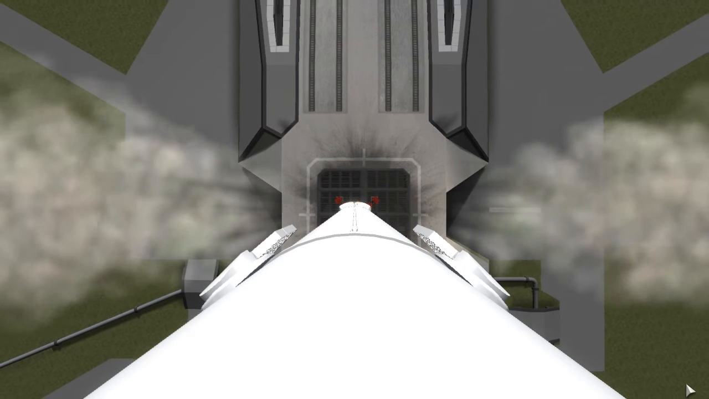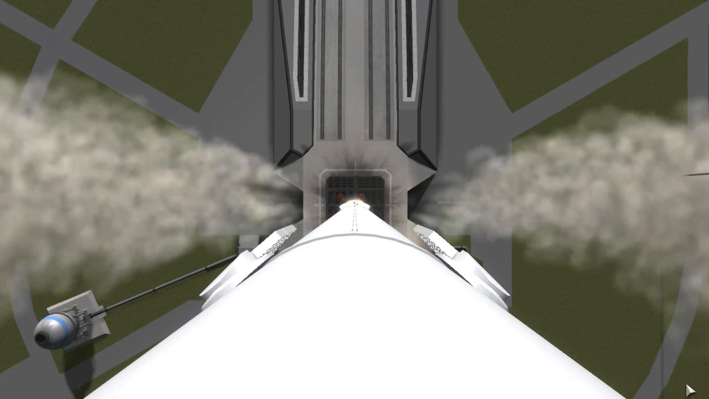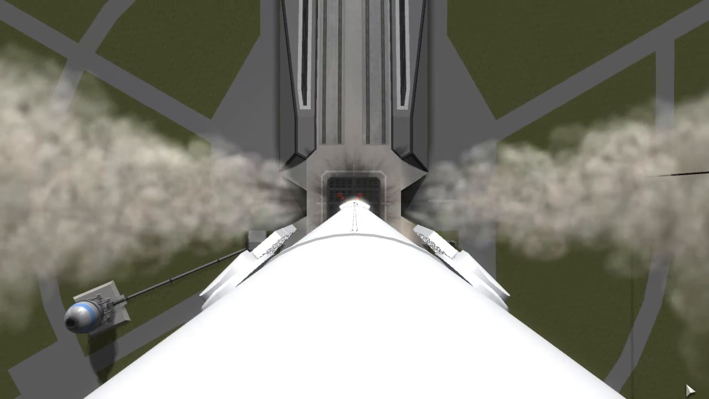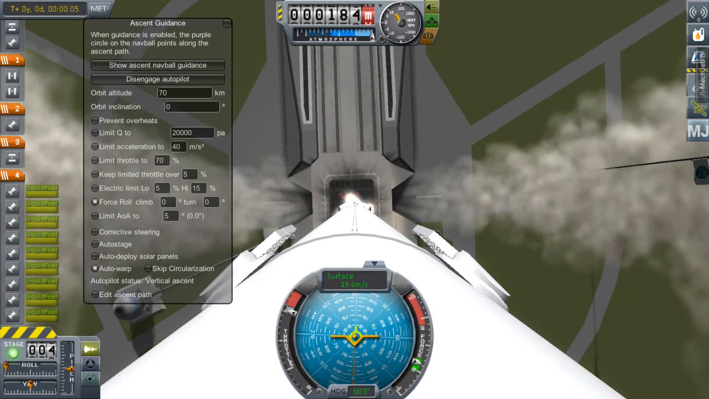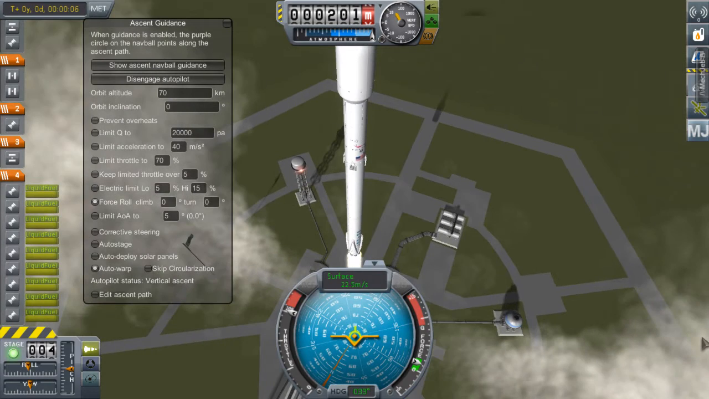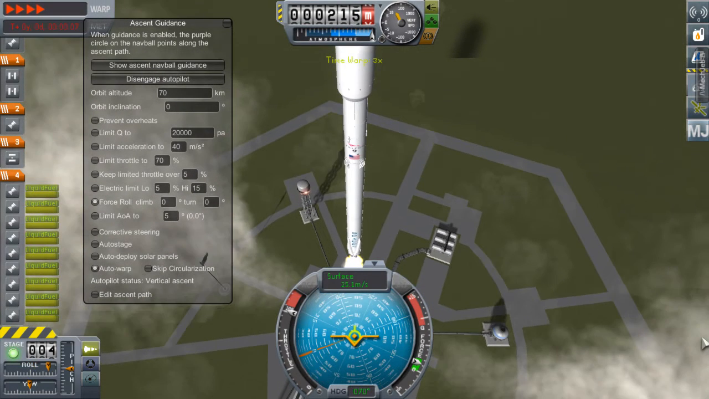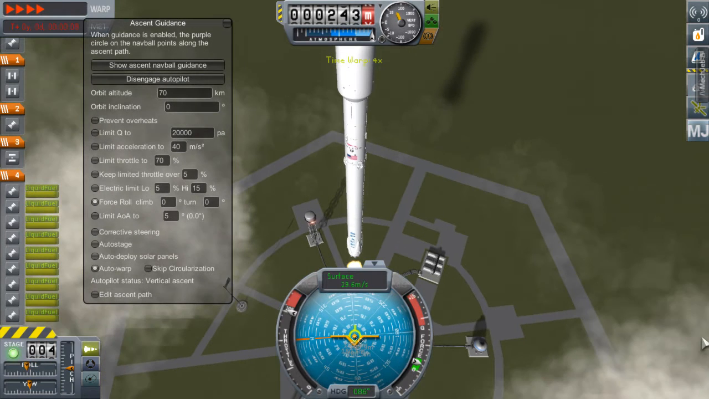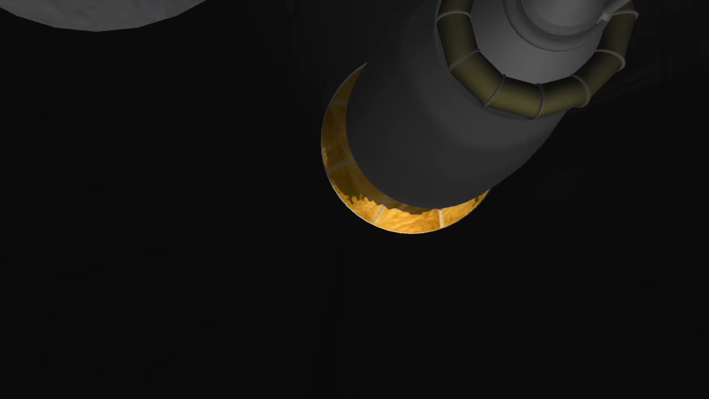On its way to geosynchronous orbit. Kerbosat 1 is on its way. Kerbosat 1 should be beginning the pitch, yaw, and roll maneuver. Roll in progress. Falcon 9 flying as expected.